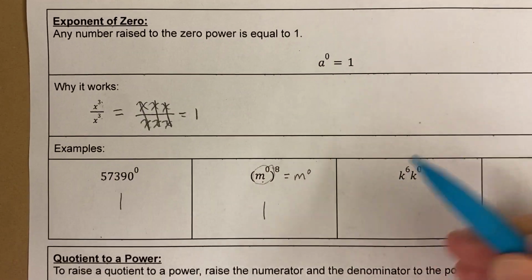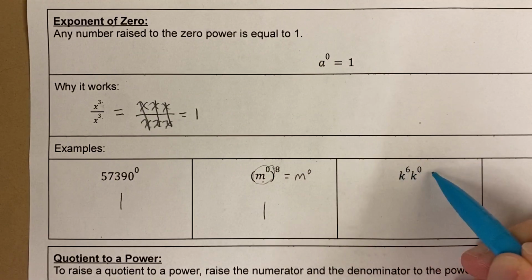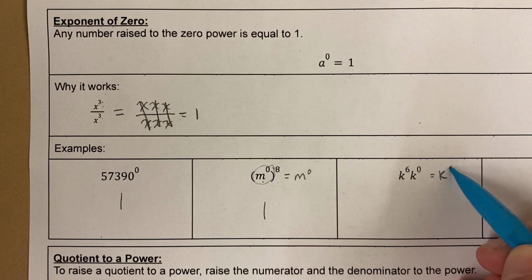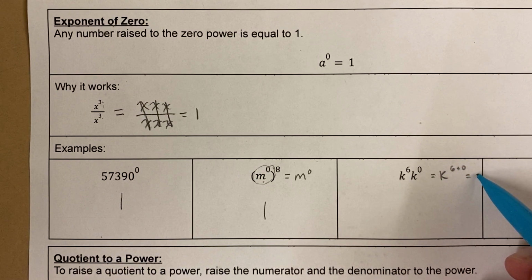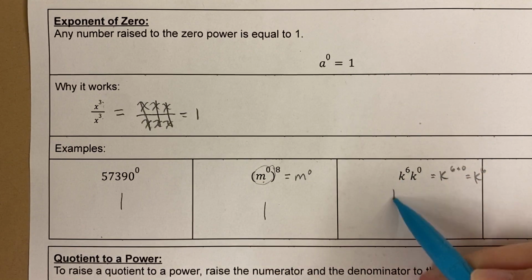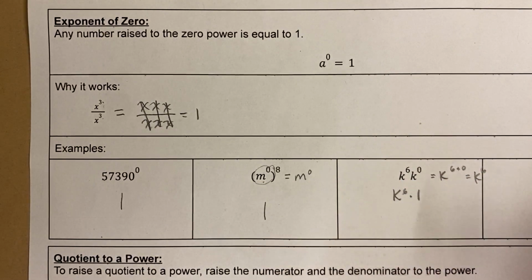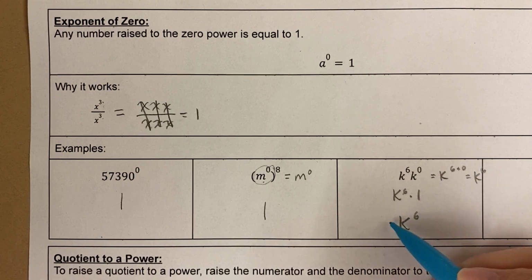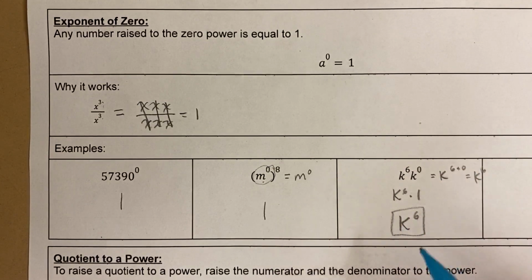Okay, now here, look, here you could think, oh, well, I add the exponents. Well, this is going to be 6 plus 0, which is just 6, k to the 6th. You could think of it that way, or you could say, oh, this is k to the 6th times 1, which is just k to the 6th. Either way, this is the answer, right? But you can think of it multiple ways.